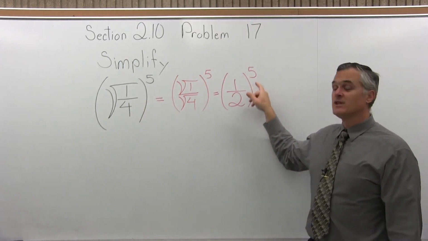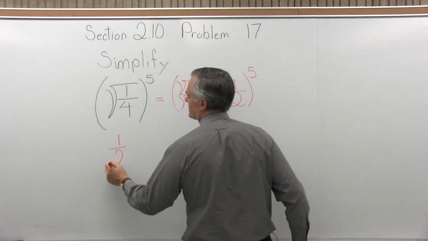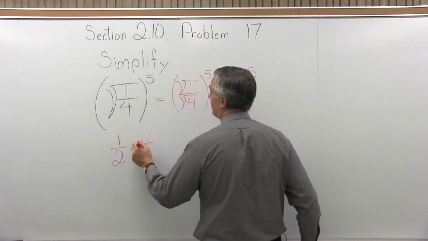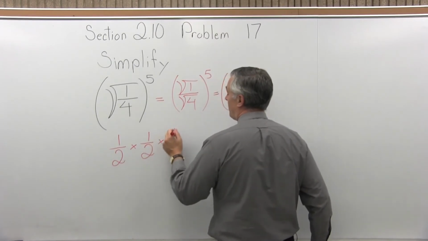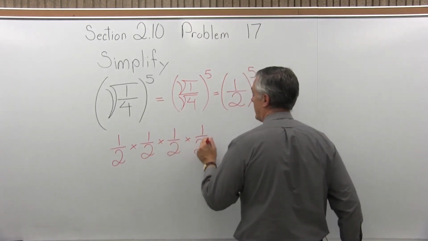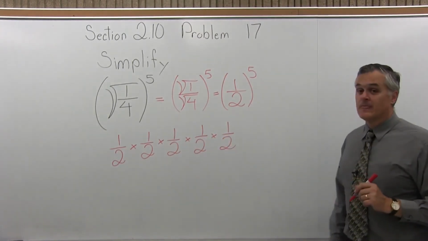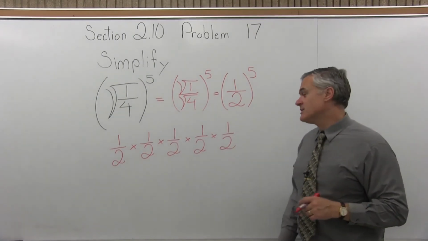Now we have to deal with the fifth power. So 1/2 raised to an exponent of 5 would be 5 1/2s multiplied times each other. So 1/2 times 1/2 times 1/2 times 1/2 times 1/2 again. And it looks bad, but it's really not as bad as it looks.